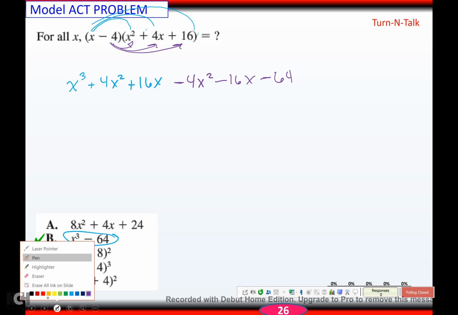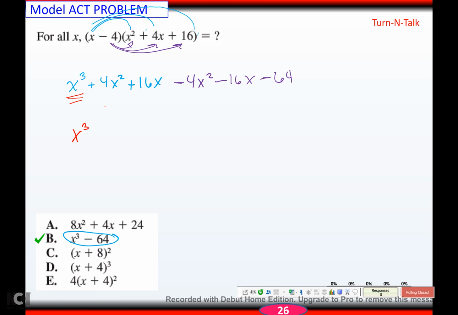Well, when you clean this mess up and you combine like terms, there's the only cube. 4x squared and negative 4x squared cancel. 16x and negative 16x cancel. And negative 64 drops. So that's what it's equal to. Okay?